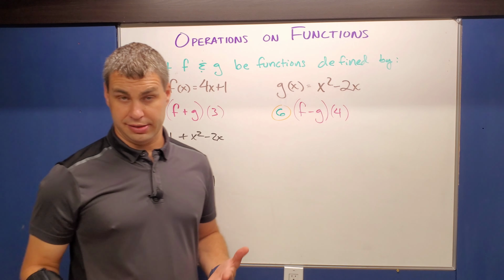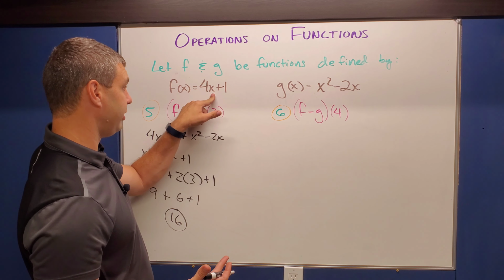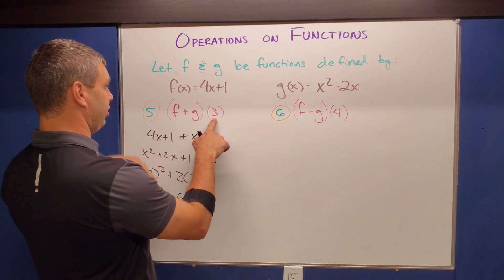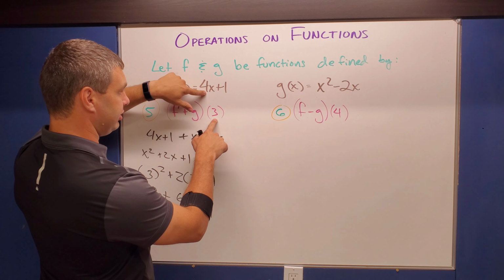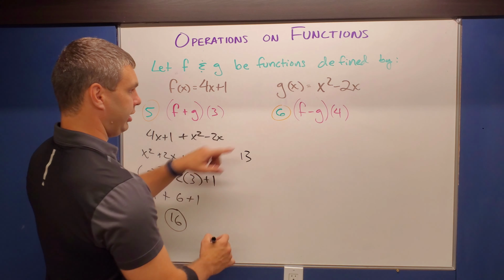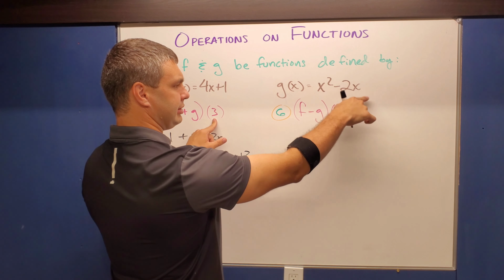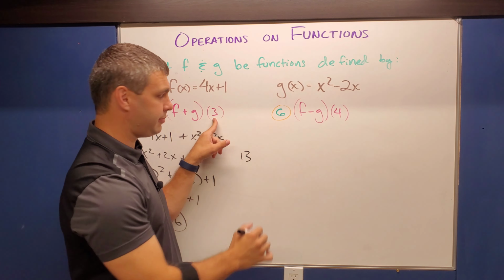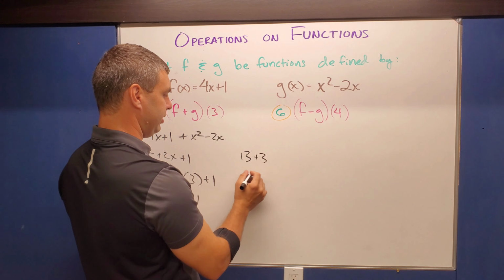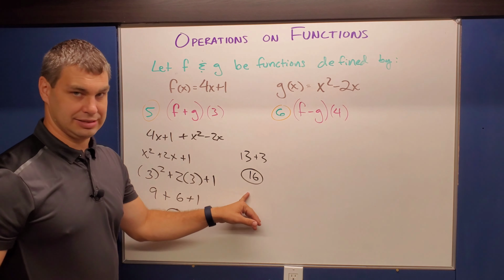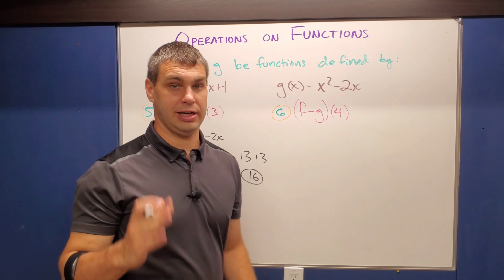That's one way. Another totally viable way is that you could just plug in the 3 right away. For example, let's put the 3 into my f function. So instead of f of x, I'm going to do f of 3. 4 times 3 is 12, 12 plus 1 is 13. Over here, if I plug it in for g, 3 squared is 9, 9 minus 2 times 3 is 6, and 9 minus 6 is 3. So 13, remember it's plus because it's the plus g, and the g we got was 3. That is also, of course, a 16. Now you might have to show a little bit more work than I did, but you do get the exact same answer.